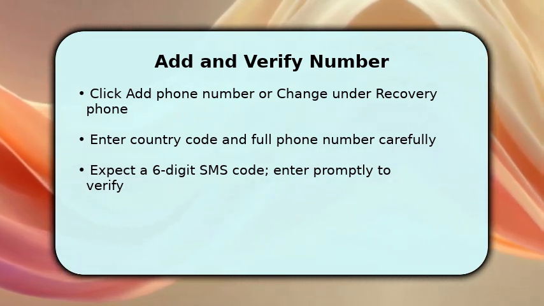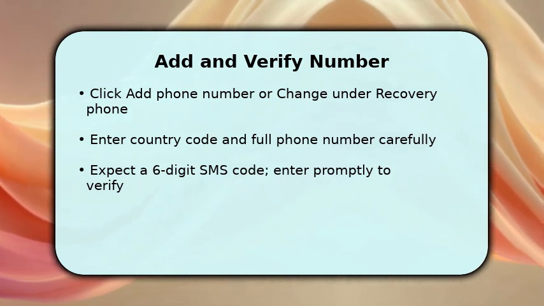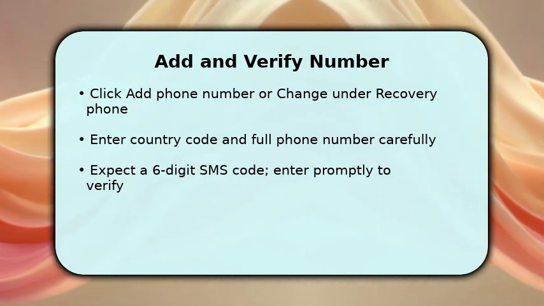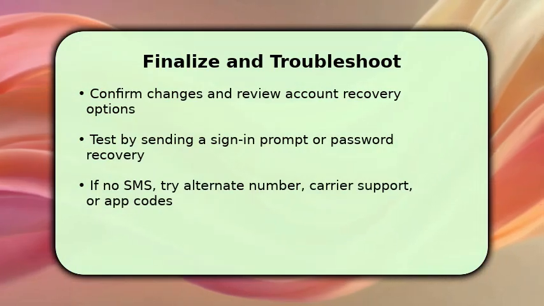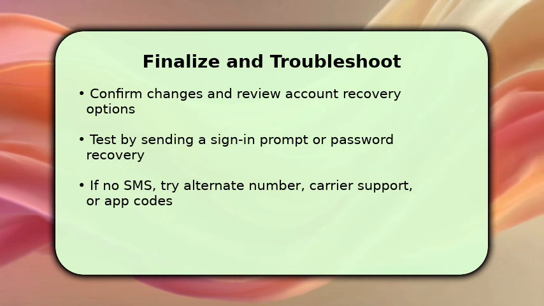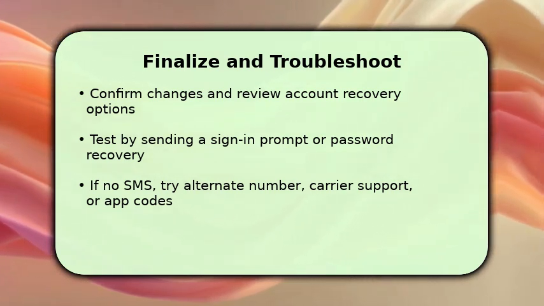Make sure two-step prompts match the number you entered, so Gmail links the correct device and updates account security settings immediately. Complete the process by confirming the new number and reviewing recovery options so you know how Gmail will use the phone for security. Once done, test the setup with a sign-in prompt or password recovery to validate delivery.